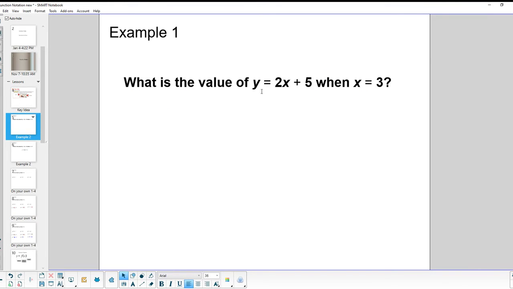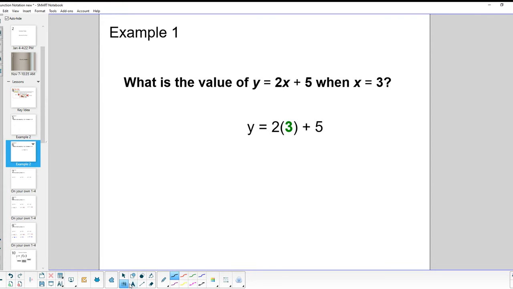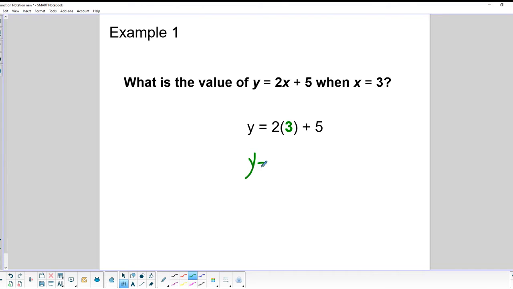So take a look at this equation, y equals 2x plus 5. What is the value of y in this equation when x is 3? Well, what does that mean? That just means we're going to input 3 in for x and then actually calculate the value. So what would that be? Well, we know that 2 times 3 is 6, and 6 plus 5 is 11. So in this case, y would equal 11.